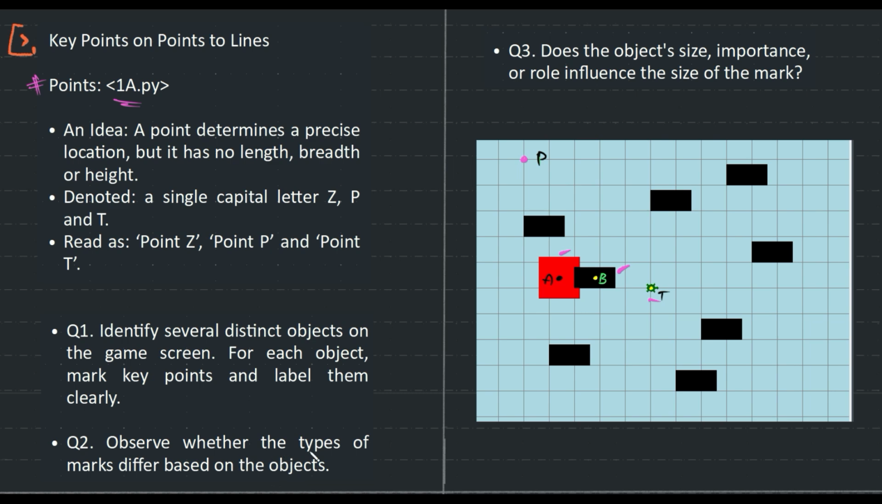Now, observe whether the types of marking differ based on the object. I marked it as dots and then labeled it. Is there any difference in my marking, as in, is there a difference in my dots? Yes or no? No, right? Other than the color, there's nothing much different. I am able to consistently keep the size of the circle, as in the dot, and the labeling is different. If not, pretty much everything is the same. Right? No.